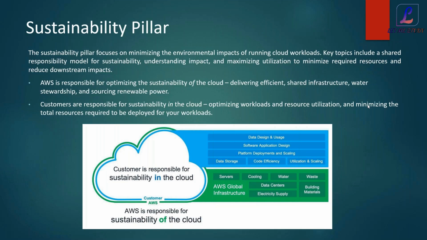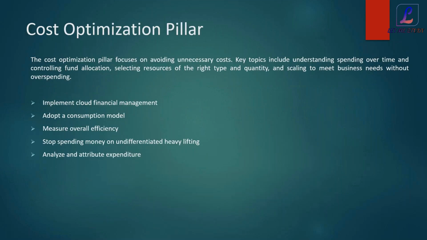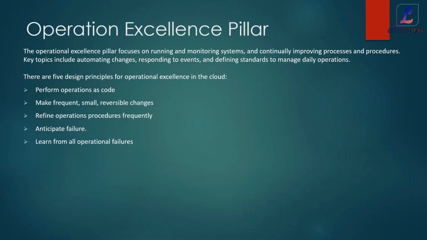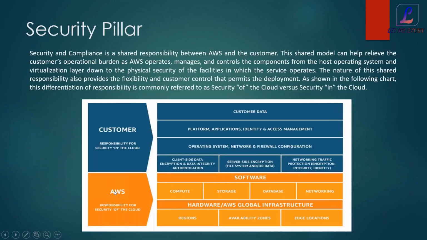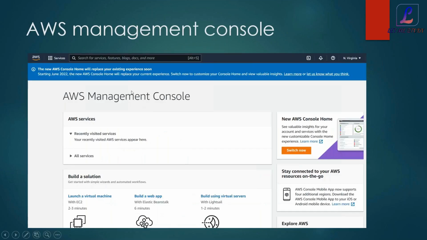So these are the 6 pillars. Maybe I will quickly name those: operational excellence, security, reliability, performance efficiency, cost optimization, and sustainability. So I think you know it.